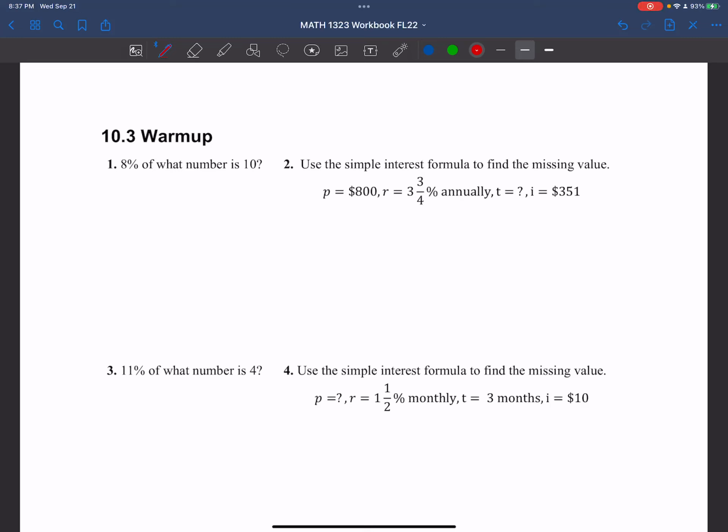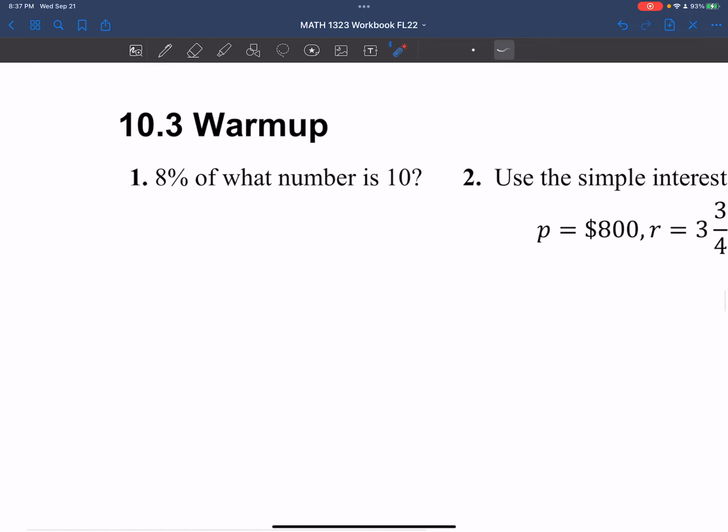Section 10.3 is on compound interest, but before we get in there, let's go ahead and do a couple warm-up problems. We're halfway through Chapter 10, so it's worthwhile to look back at Section 10.1 and 10.2 just to make sure we're comfortable with the material already covered. So, number 1, 8% of what number is 10?